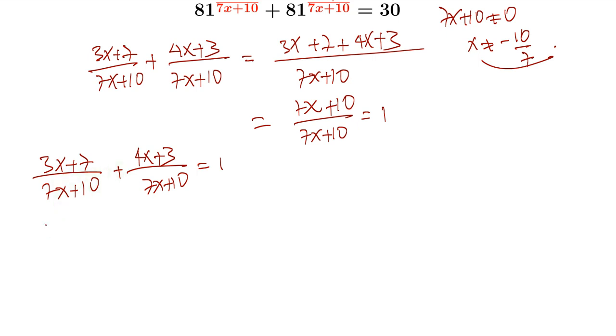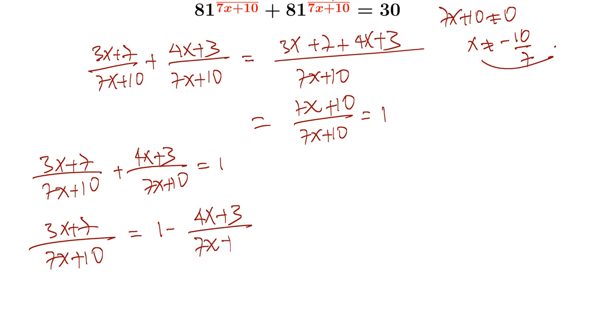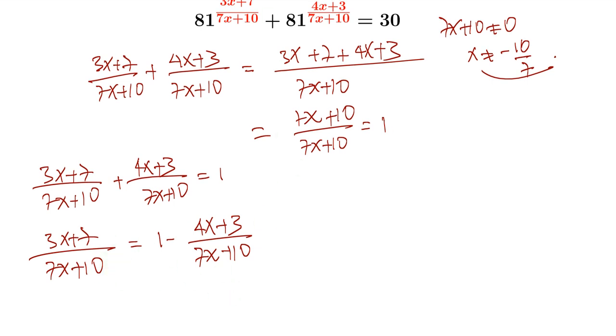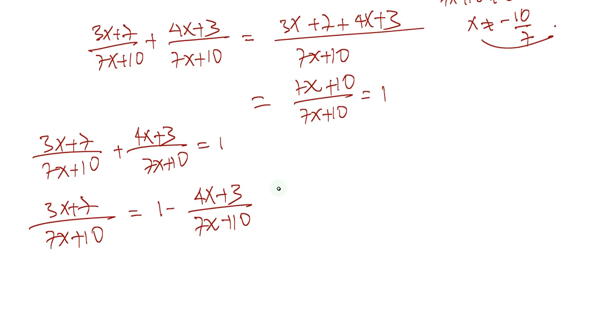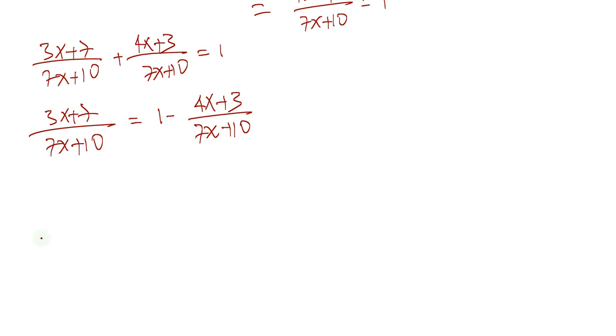So I'm going to say that (3x plus 7) over (7x plus 10) is equal to 1 minus (4x plus 3) over (7x plus 10). Okay, so I'm going to replace this in the original equation. So I'm going to have 81. Oh my god, my 8 is kind of ugly. Sorry, my friend, sorry. This is something I have to get better on.